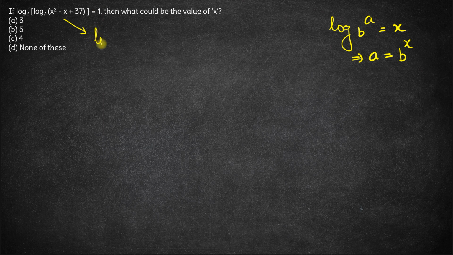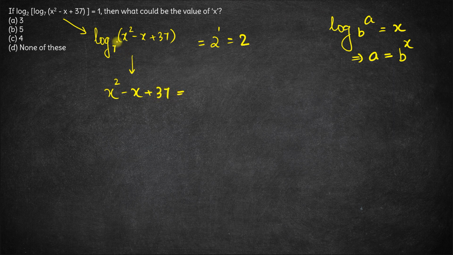So converting this into exponential equation, this is the number, this is the base, and this is the power. So we'll have the number, which is log of 7 x square minus x plus 37, equal to base 2 to the power 1. 2 to the power 1 is 2. Okay? Now again we have log of something base 7 is equal to 2. So the number, this is the base and this is the power. So again we can convert this into exponential equation. So we'll have the number x square minus x plus 37 equal to base 7 to the power 2. 7 square is 49. Taking 49 on the left hand side, we have x square minus x, 37 minus 49 is minus 12, which is 0.